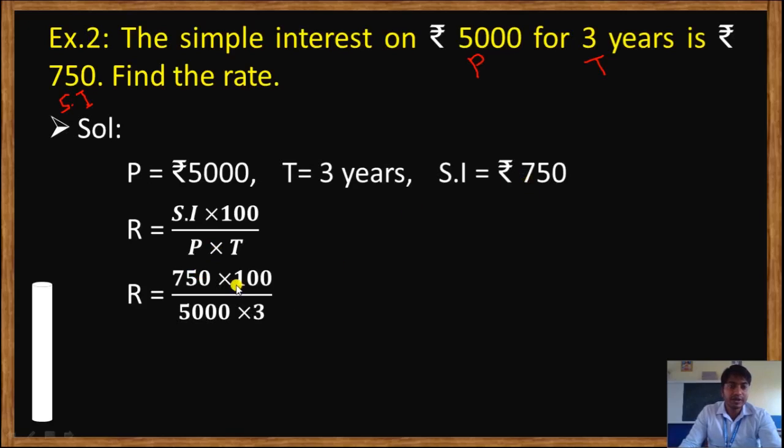750, the simple interest, into 100 by principal 5,000 into 3. Now reduce the terms. 20 cancels by these 20. Now 10 cancels by this 0. Now 5 ones are 5, 2 left, 2 fives are 10, so 25. Now 3 ones are 3, 3 fives are 15. So the rate here we got is 5%. This is the answer to this question. Understood?